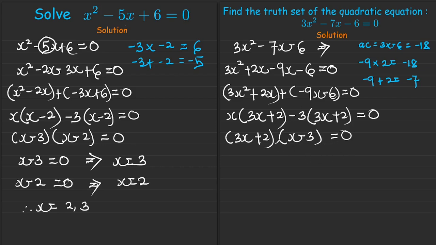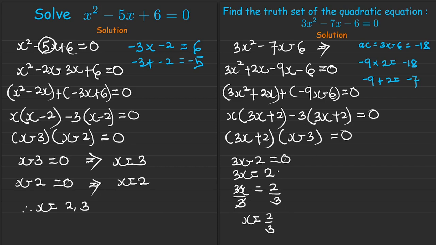We then equate each bracket to 0 using the 0 product rule. So we have 3x plus 2 is equal to 0. Solving for x, we have 3x being equal to the negative 2. The negative 2 moves to the other side to give us a positive 2. So 0 plus 2 then becomes just a 2. Making x the subject simply means we would have to divide each and every term by 3. So this 3 cancels out this 3. Then we have x being equal to 2 over 3.